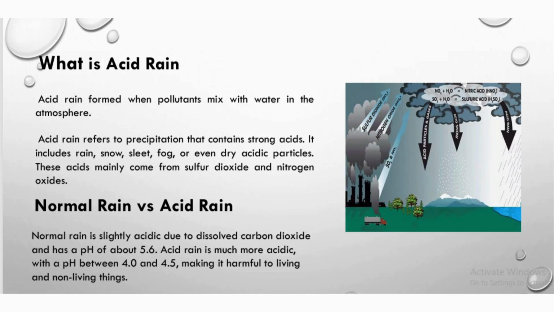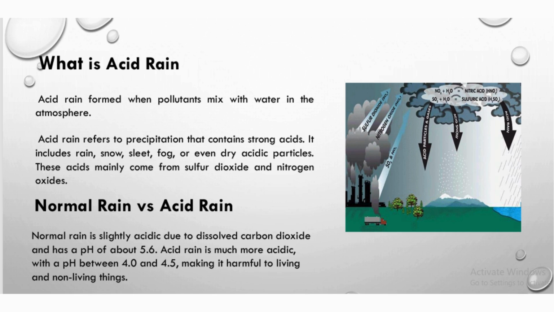What is acid rain basically? Acid rain forms when pollution is mixed with water in the atmosphere. Acid rain refers to precipitation that contains strong acids. It includes rain, snow, sleet, fog, or even dry acidic particles. These acids mainly come from sulfur dioxide and nitrogen oxides.